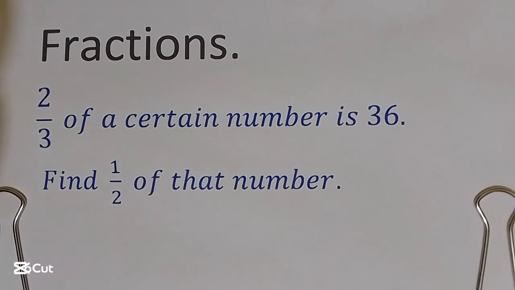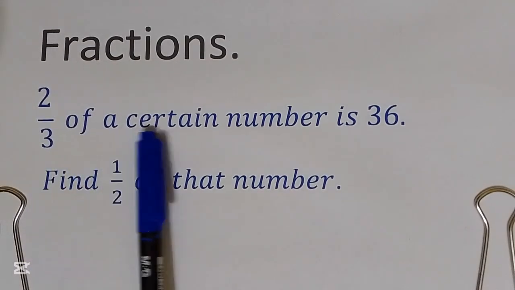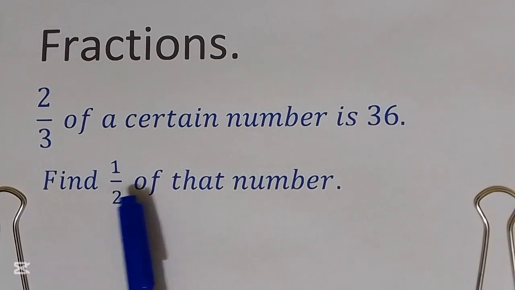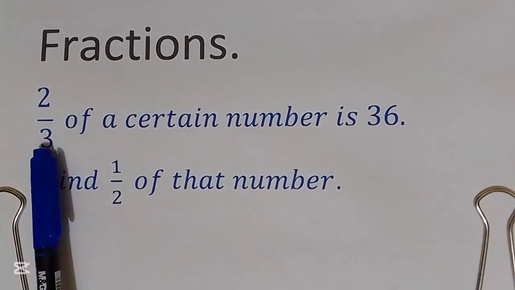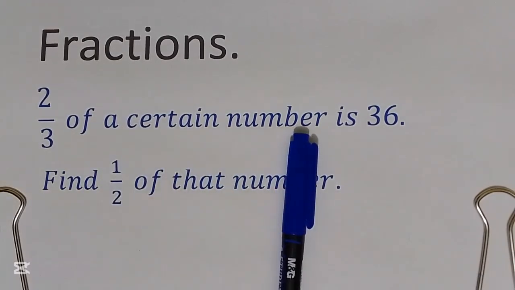We have a fraction word problem. It goes like this. 2 over 3 of a certain number is 36. Find a half of that number. 2 over 3 of a certain number means we don't know that number. So we are going to let that number equal to y.